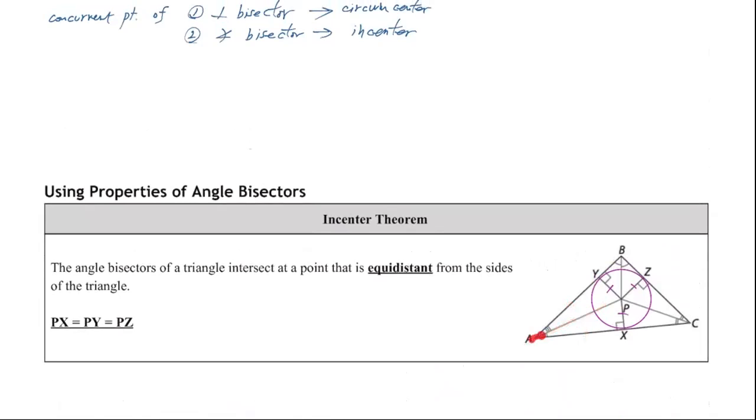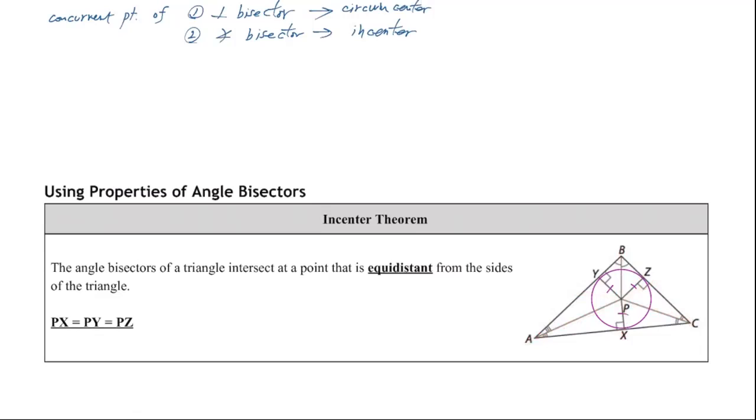So when you have a concurrent point like this, this point is equidistant to this side, and because this point is also on this angle bisector, it is also equidistant to sides AC and BC. And this P is also on the angle bisector for angle ABC, so it is equidistant to side AB at point Y and to side BC at point Z, right? That's why this is called a concurrent point, in that three different angle bisectors meet at a single point, or intersect at a single point, right?